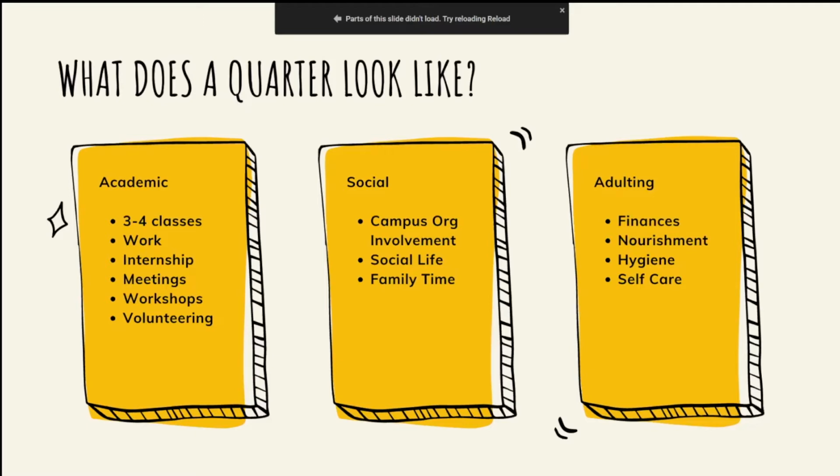And then there's the adulting side of it. It's the finances, nourishment, eating, hygiene, taking care of yourself, and that includes self-care. And I say this because this is not something that I really realized when I was entering college. I thought that I would have the fun time now that I was alone, but it means navigating different things.